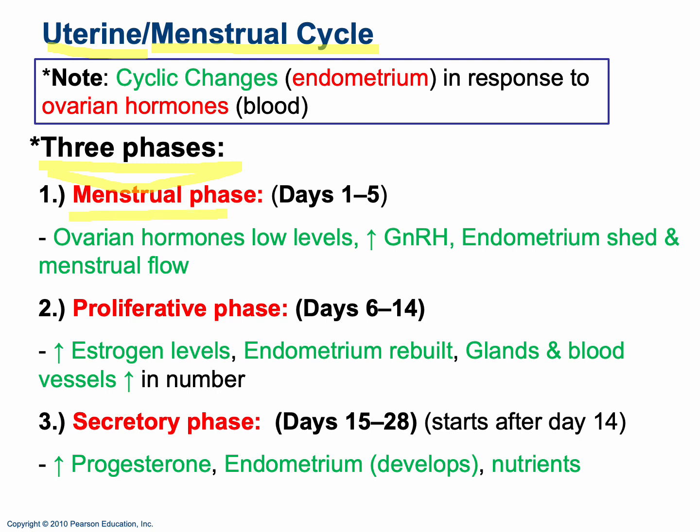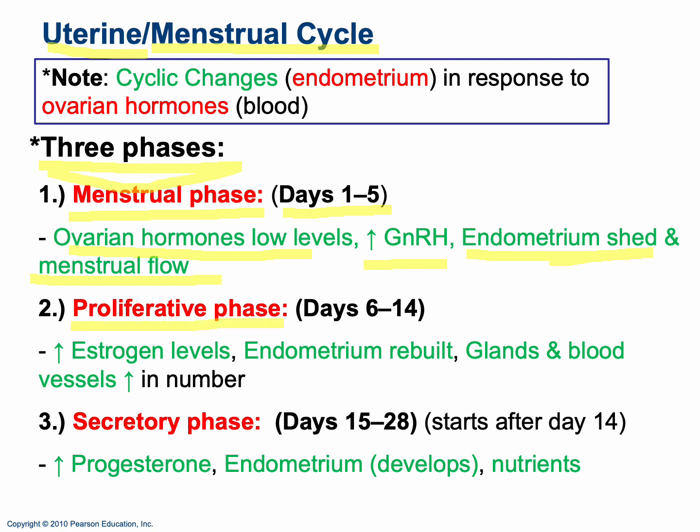The first phase is known as the menstrual phase, so pretty much the same name, and this occurs early on in the cycle, days 1 through 5. During this time frame, ovarian hormone levels are low, referring to estrogen and progesterone. You'll have a slight increase in GnRH, and ultimately the endometrium will be shed. So that stratum functionalis layer will be broken down, and the tissues will go out through the vagina, hence the menstrual flow.